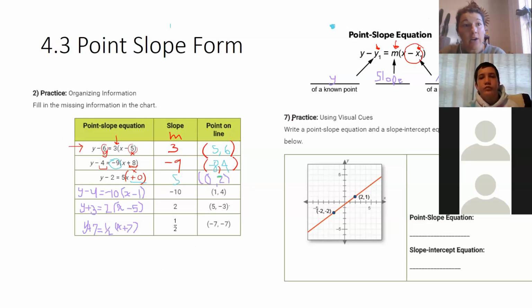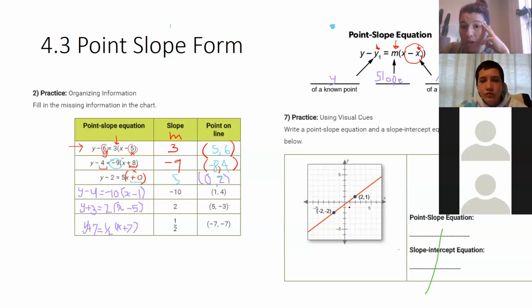So let's see how we could use both equations though when we have a graph of our line. So let's look at 7. Write a point slope equation and the slope intercept equation for the line below. So for our slope intercept equation, this is where we run into trouble.